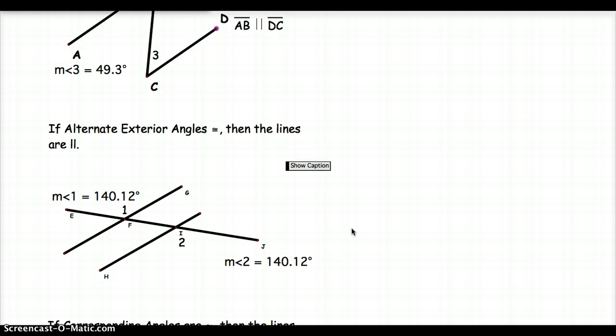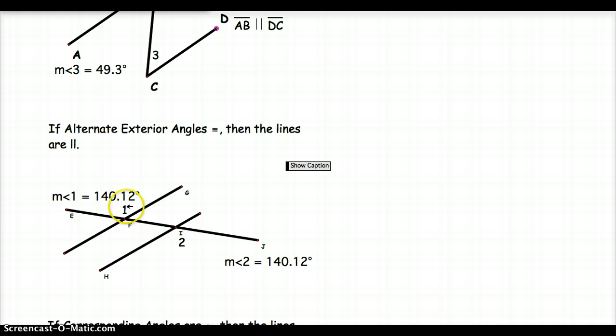Okay, now if we're looking at our alternate exterior angles being congruent, this is the converse again. If we have alternate exterior angles being congruent, then the lines are parallel. So here's another drawing. Now we're looking at angle 1 and angle 2. If you notice here, you have your line FG and your line HI. Those are the parallel lines with your transversal cutting those lines right there. The JE or the JF, or the IJ line, if you want to call it, that's the transversal cutting it.